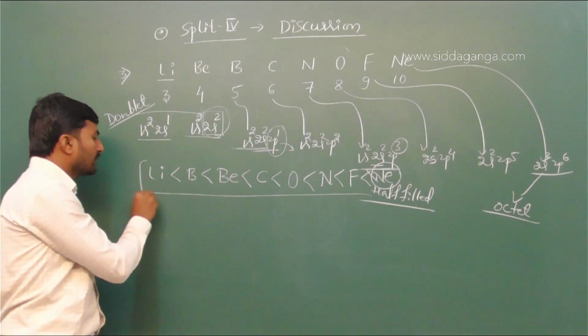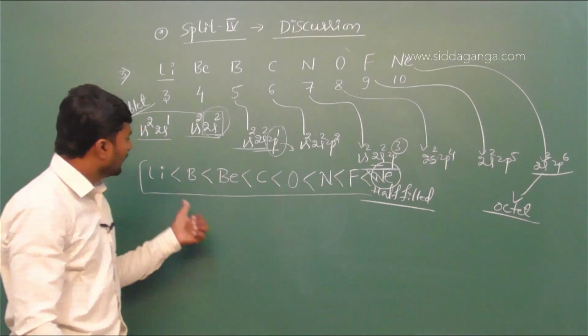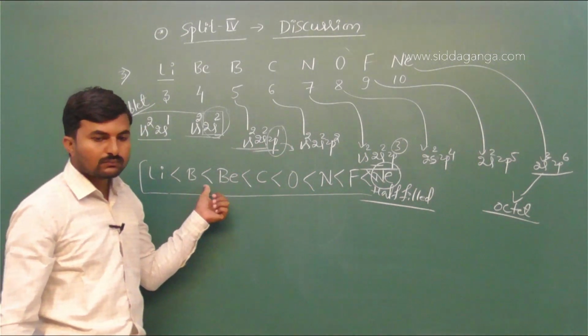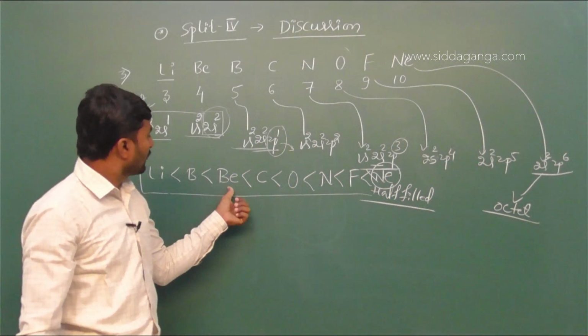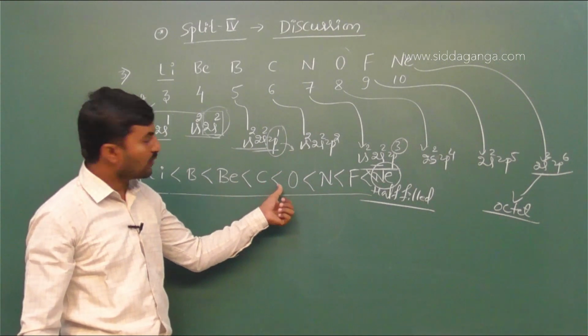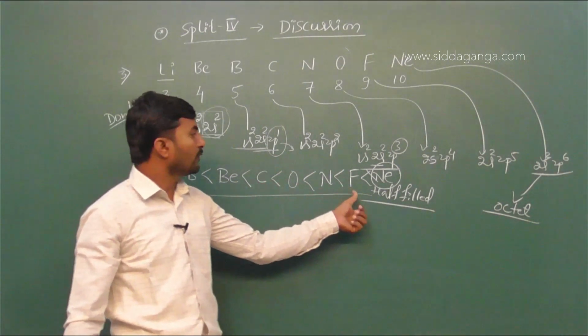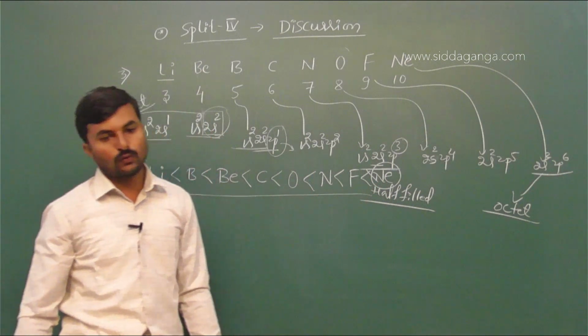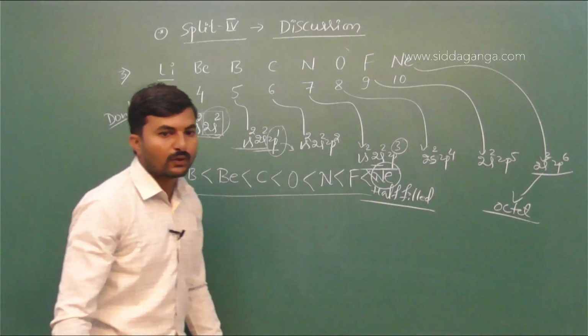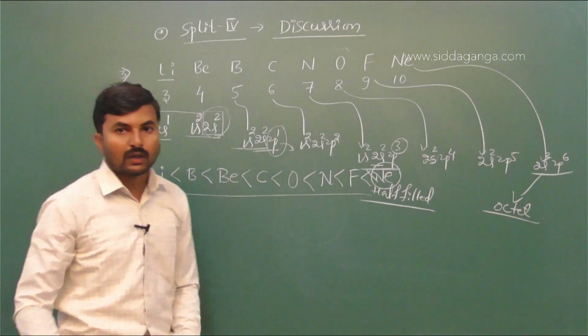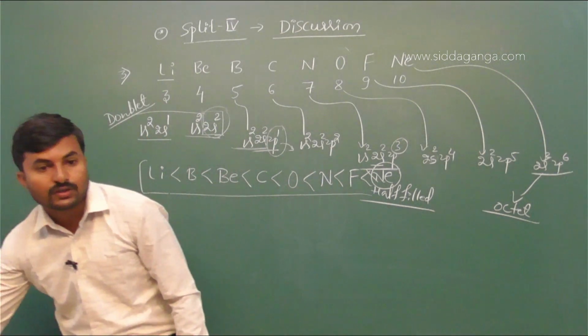So which is the correct option given here? Lithium, boron, beryllium, followed by carbon, oxygen, nitrogen, fluorine and neon. So option 4 is the correct one for question number 3. Okay, so the next question.